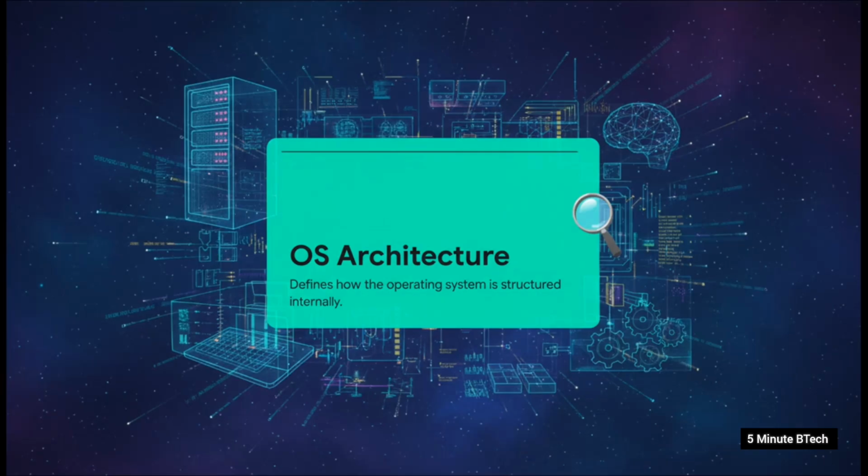All right, let's jump right in. So what exactly is OS architecture? You can think of it like the hidden blueprint for your computer's operating system. This isn't about the pretty icons or the windows you click on. Nope, we're talking about the deep internal structure that decides how everything, memory, processes, the file system, works together. It's really the master plan that keeps your entire digital world from falling apart.